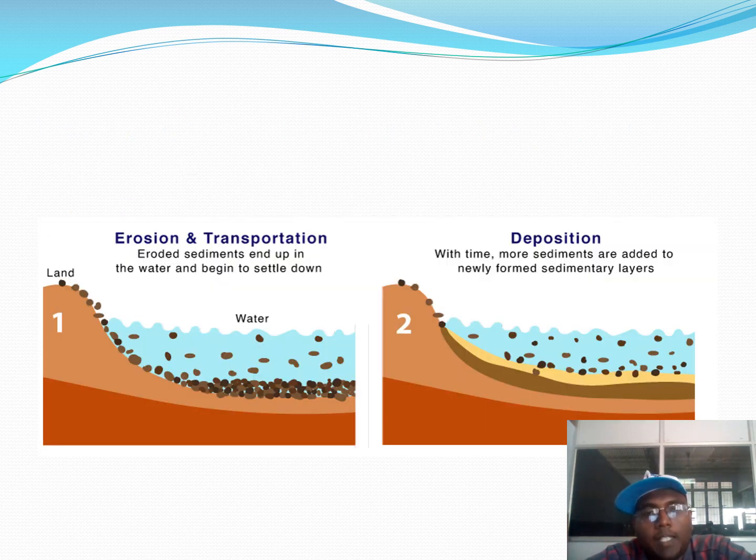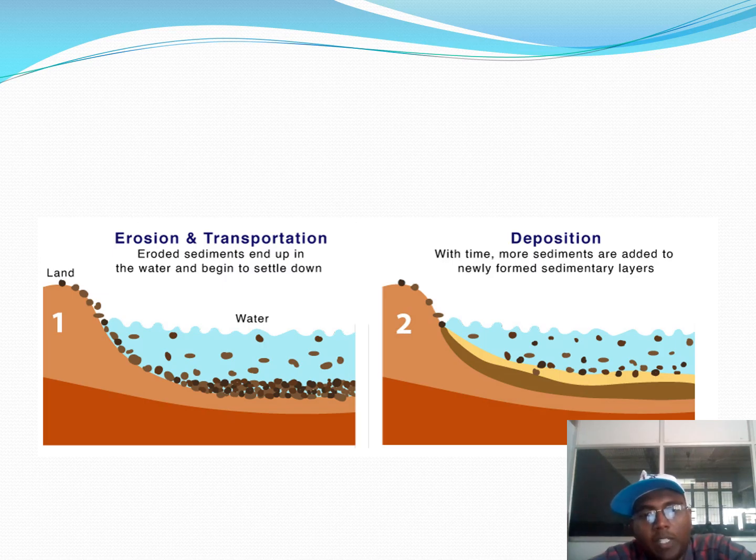Next we see that the formation of sedimentary rock takes place. This image shows how sedimentary rock is generated. In this first image, erosion and transportation take place. After the erosion process, with the help of water, transportation takes place.